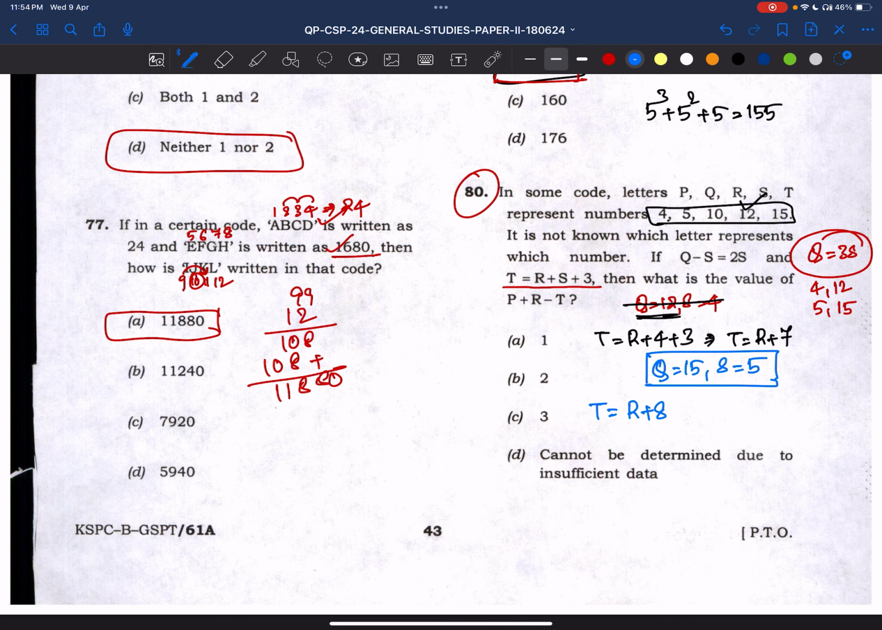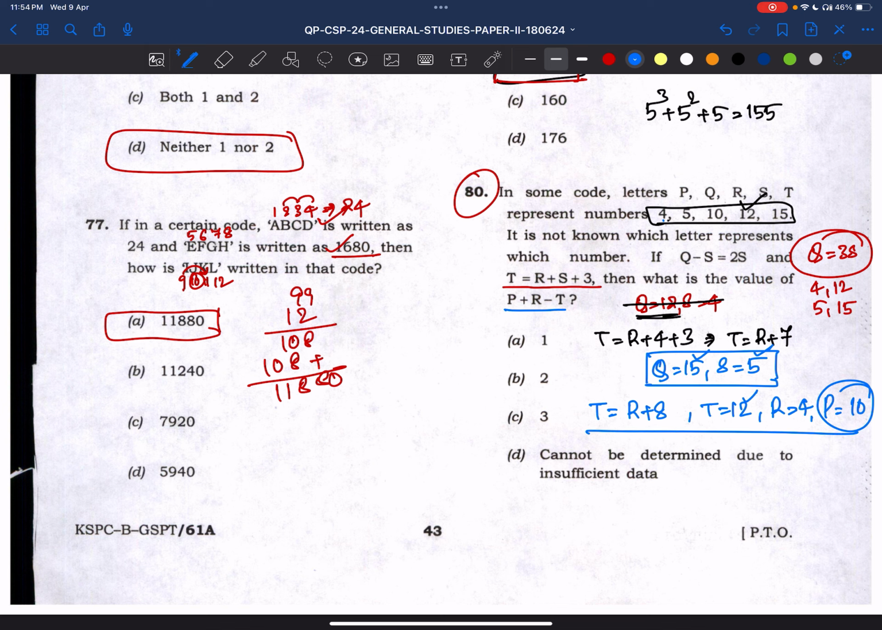Right? Now let's take the values. If R equals 4, T will become what? 4 plus 8, so T will become 12. Okay, so 15 is done, 5 is done, 12 is done. R we took 4. Then P value will become what? P value will become 10. Right? So yes, we got all the values.